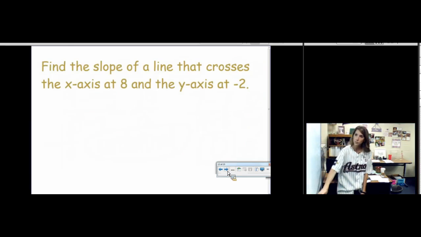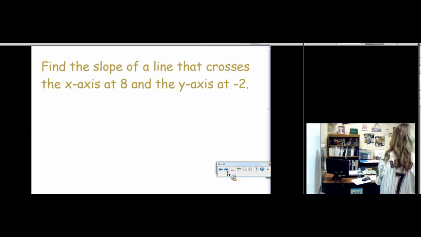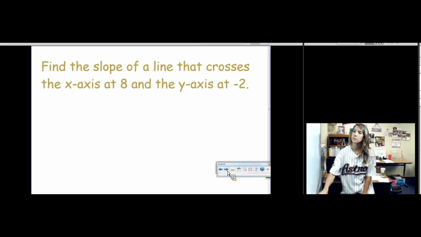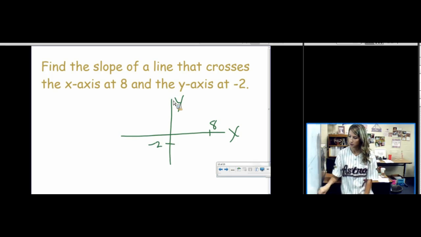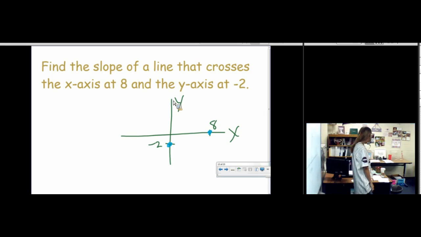Let's keep going. Find the slope of a line that crosses the x-axis at 8 and the y-axis at -2. Draw a picture, or you can write the coordinates. Find the slope. It's not a tough question, I promise. You know your x-axis versus your y-axis? It crosses here at 8, and it crosses here at -2. So just count rise over run here, people. Positive, so your answer better be positive.